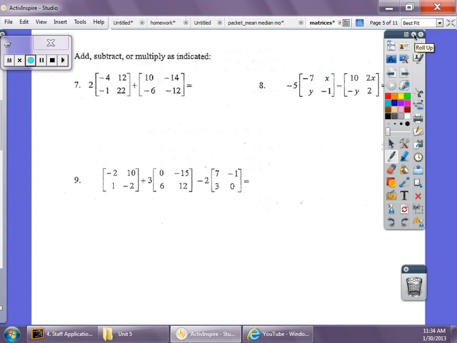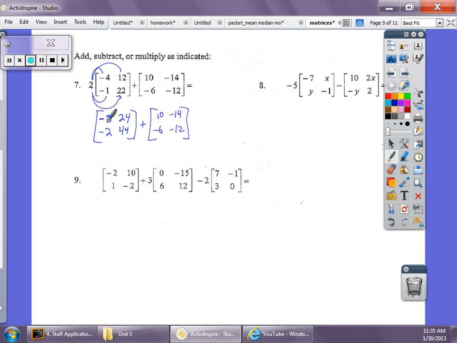So when we look at number 7, the first thing we're going to do is we're going to distribute this. So we're going to distribute that 2 to everything. So we do 2 times a negative 4, which is negative 8. 2 times 12, which is 24. 2 times a negative 1, which is negative 2. 2 times 22, 44. So now I have my new matrix. Now I'm adding my next one.